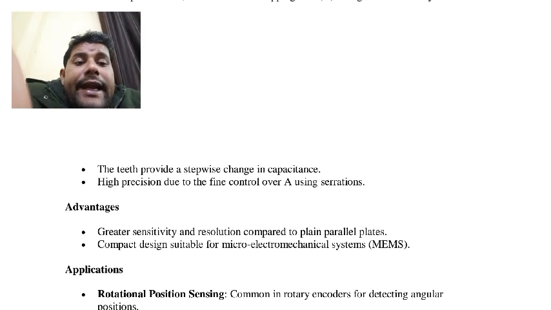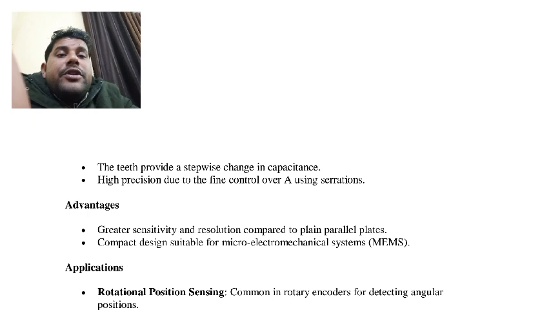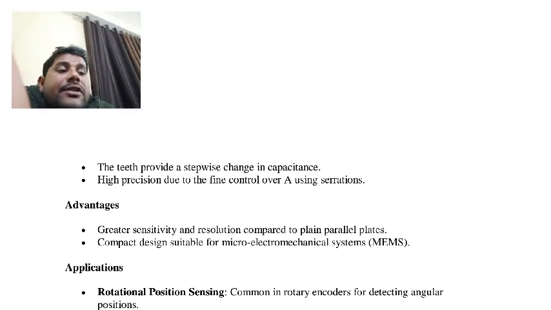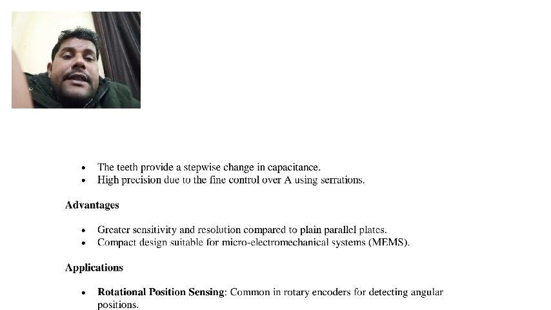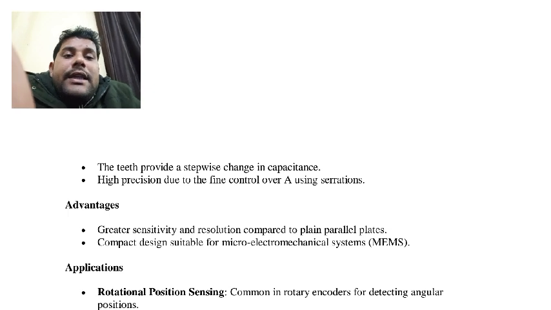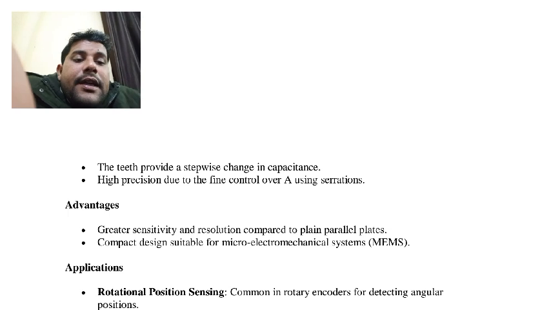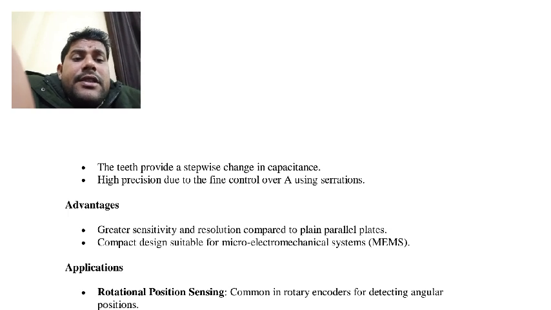Advantage: first, greater sensitivity and more resolution. Sensitivity: it provides a large change in output because of a small change in input. That's why sensitivity is greater. The definition of sensitivity is the ratio of change in output to change in input. If we give a small input increment in these types of capacitive sensors, it creates a high output. That's why its sensitivity is very high. Resolution compared to the plane plate is very high.